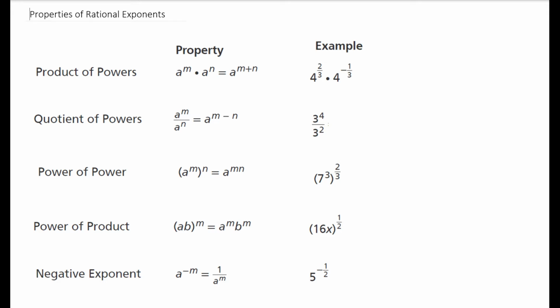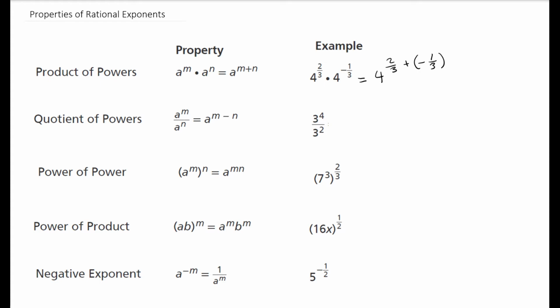So for example, if you've got the product of powers and you're multiplying two things, you usually end up adding the exponents as long as the base is the same. So for example, 4 to the 2/3 power times 4 to the negative 1/3 power. Notice that the base 4 is the same, and you're multiplying these two things together, so you're simply going to add the exponents. So in this case, we're going to do 4 to the 2/3 plus negative 1/3 power.